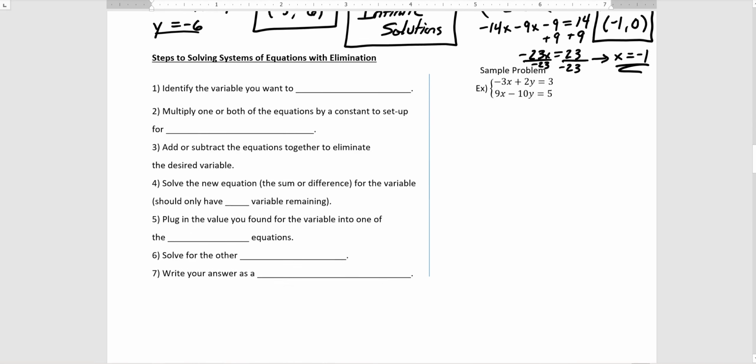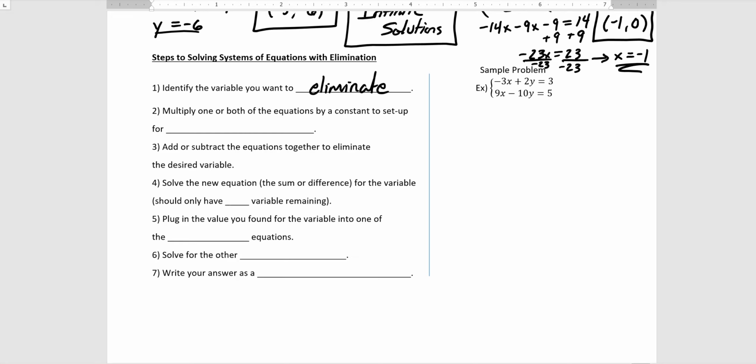Today what we're going to do is talk about another method we can use to solve systems of equations, and that's elimination. So let's start by breaking down how elimination works, what it really looks like, and let's go step by step here. So the first thing, elimination is all about eliminating a variable, so we only have one variable left. So our first step is to identify the variable we want to eliminate. Now, looking at our sample problem to the right here, we can either eliminate x or eliminate y. And I'm going to choose to eliminate x. And the reason for that is I can see negative 3x and 9x.